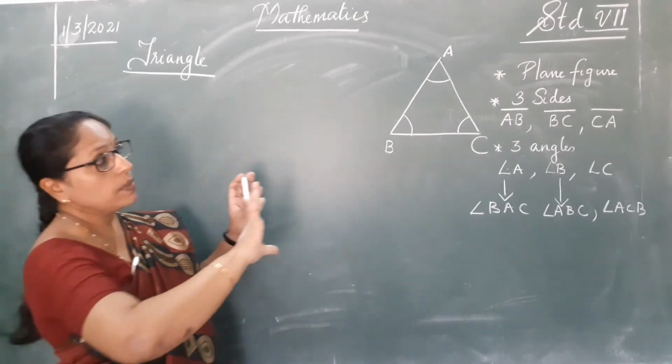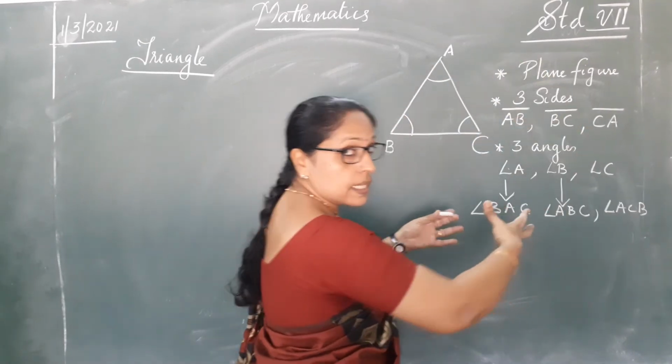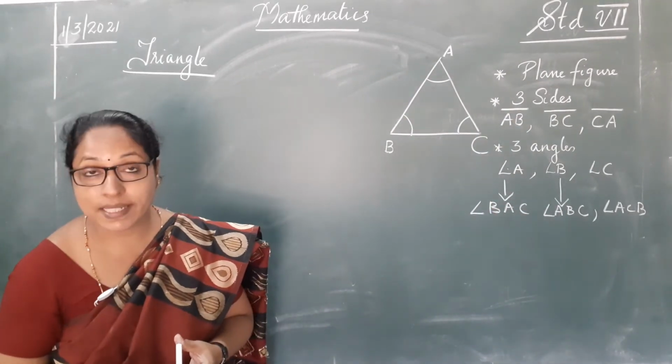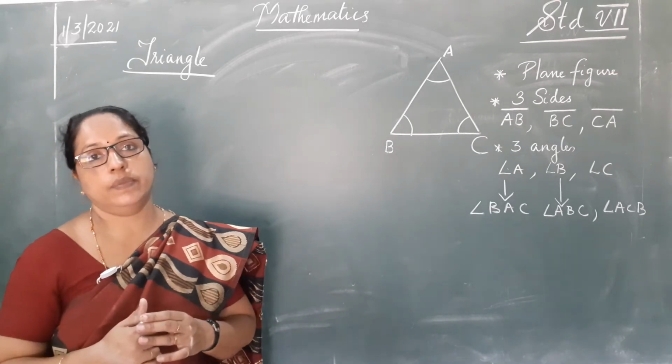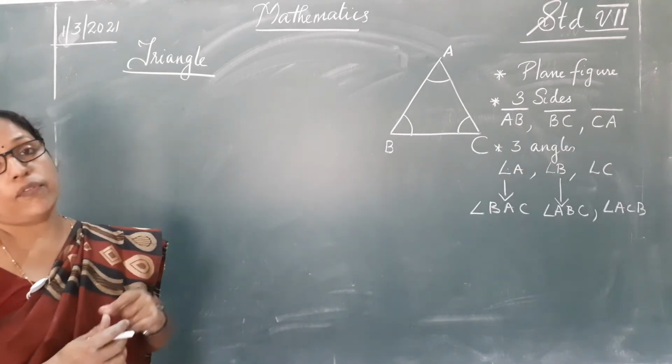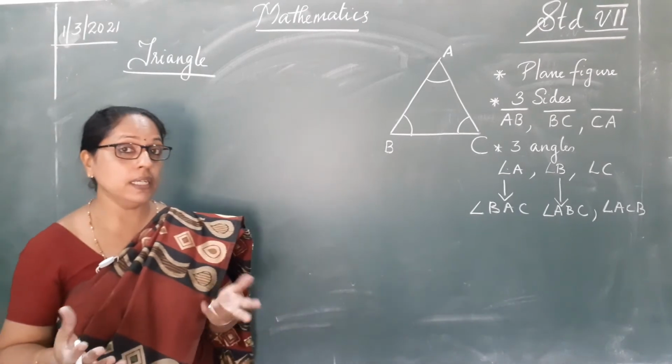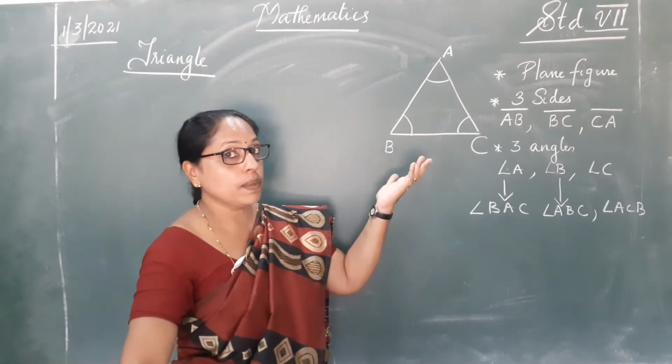Anyway, these are the details about the triangle. But in this chapter, we are not going to learn about all these details. We are just seeing the triangle, how to find the perimeter and area. So how can we find the perimeter? Already we discussed what is the perimeter. Yes, tell me, what do you understand by the perimeter?